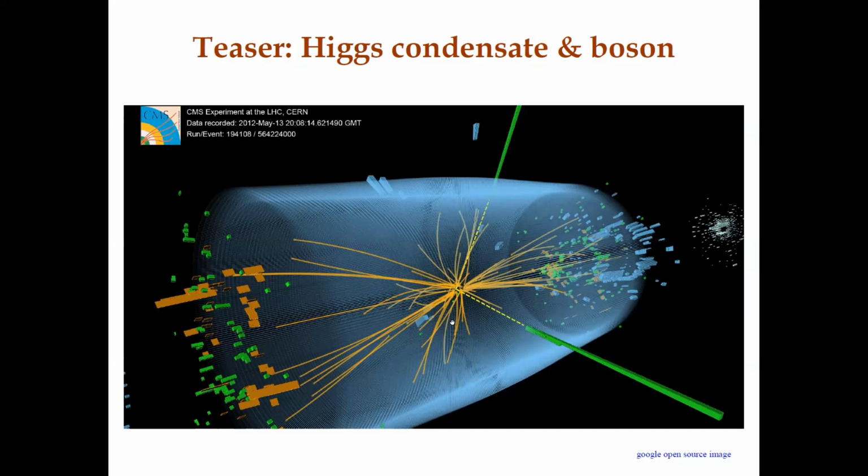It's like the surface of the water. You can have a certain height of the water surface. You might think of it as the value of the condensation. And then you can also have fluctuations on this expectation value. And the Higgs boson that we saw at CERN is actually the fluctuation on top of the soup of Higgs.